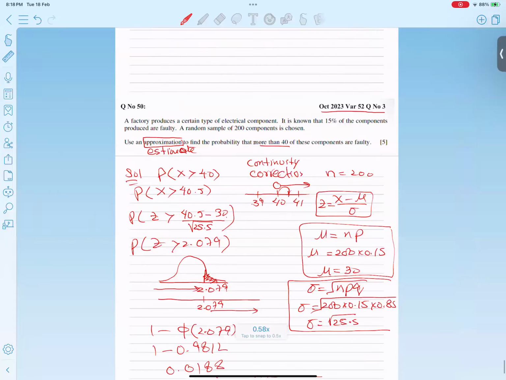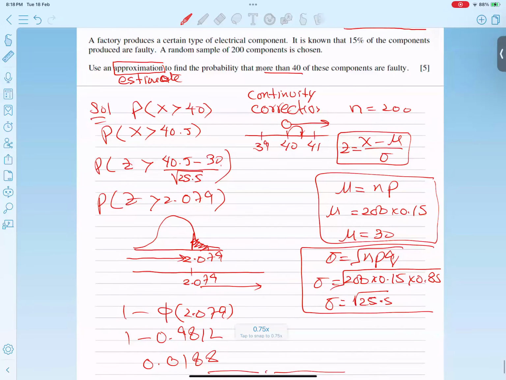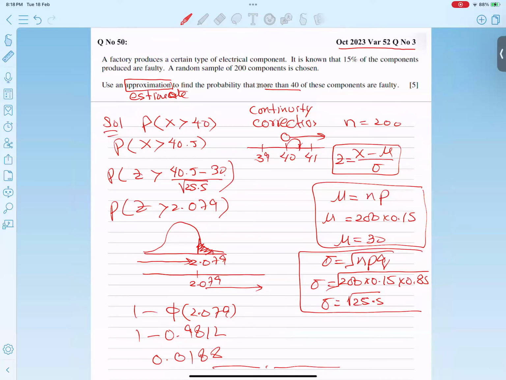And I think this is the whole thing. He's asking for the probability, that's it, and the question is completely over. I hope the point is very clear.